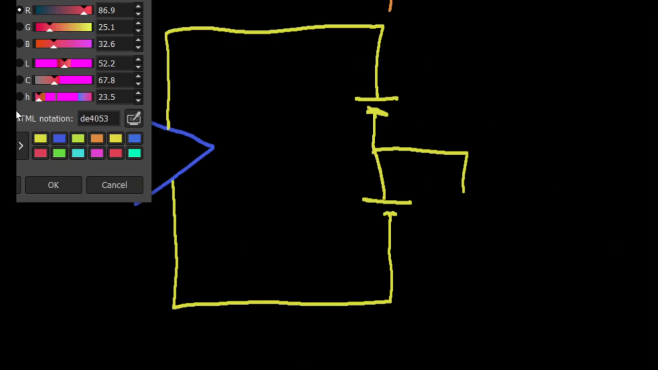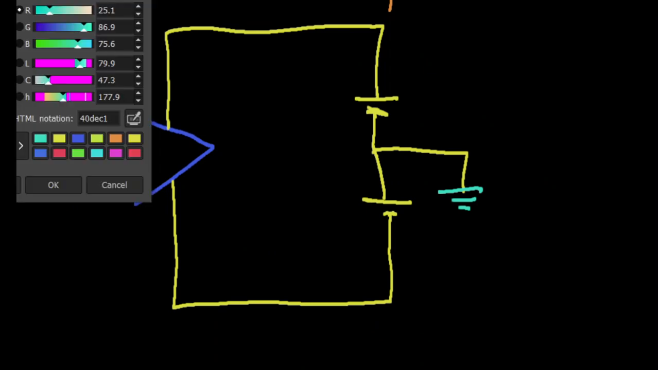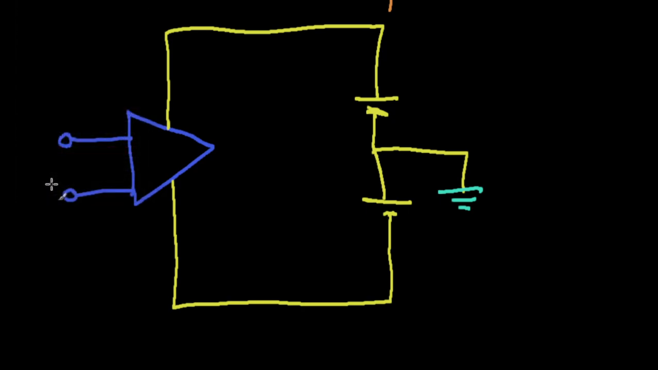I'll do this in a different color. Let's use light blue for ground. So this is your ground. Should have used green probably, but anyway, this is your ground. So with that done, let's label the ports. And I forgot the, I guess you could say, most important one. This is your output.